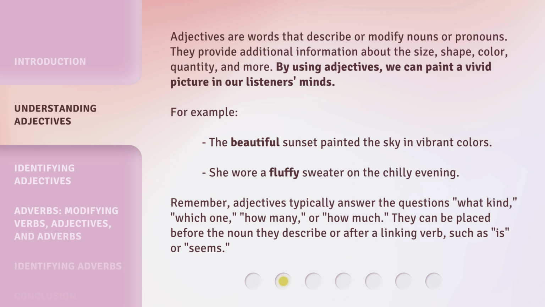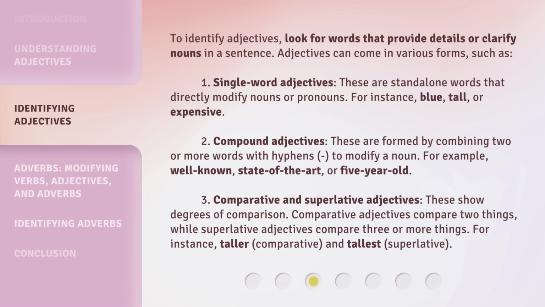Remember, adjectives typically answer the questions: what kind, which one, how many, or how much. They can be placed before the noun they describe or after a linking verb, such as is or seems. To identify adjectives, look for words that provide details or clarify nouns in a sentence.